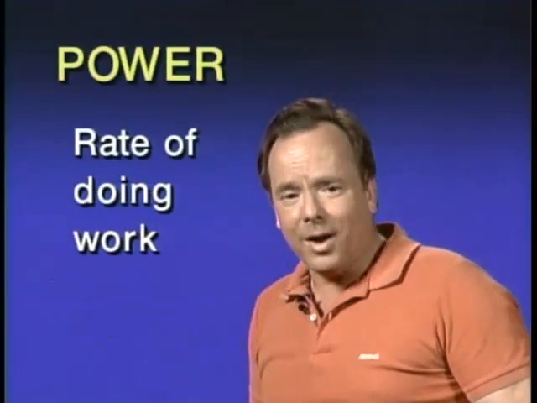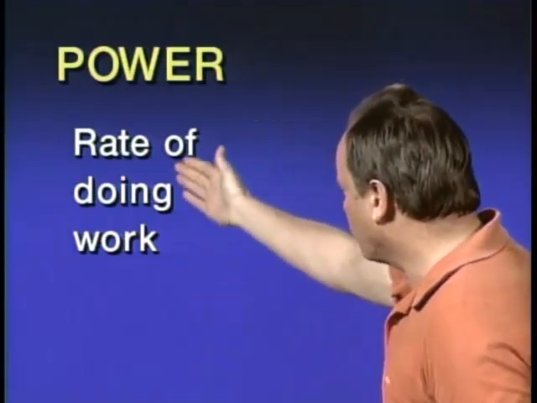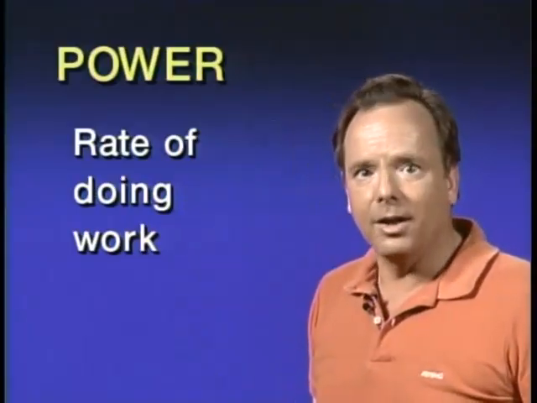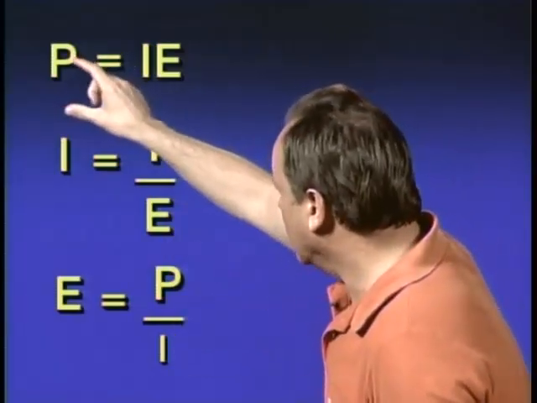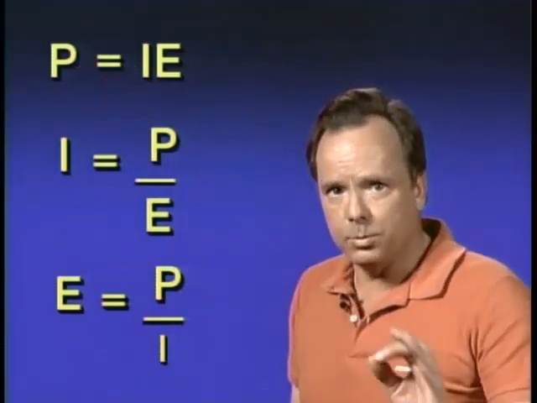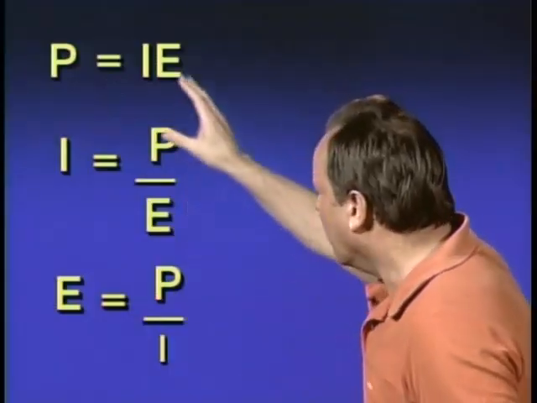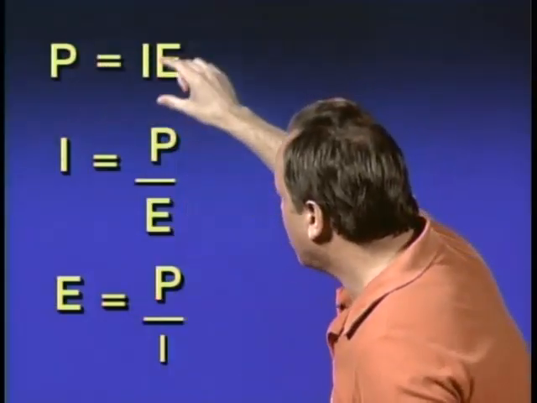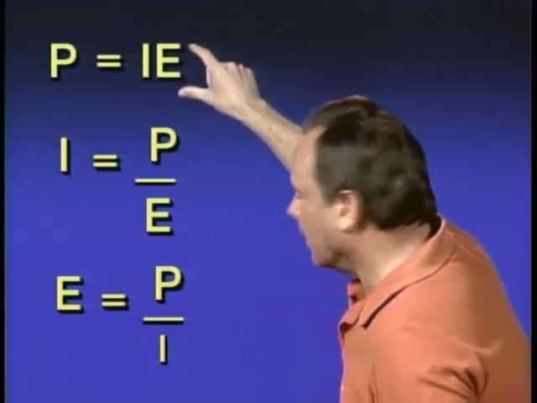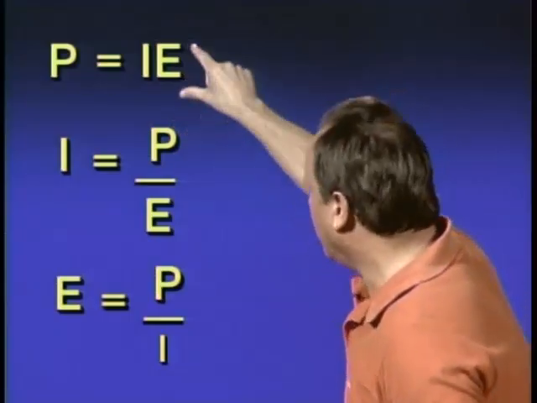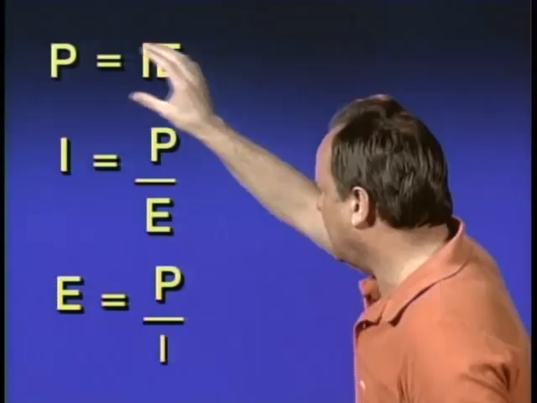All right, now let's talk about my favorite subject, power. And the question is, what is power? Well, power is the rate of doing work. And there is a formula for electrical power, and here it is. Electrical power, and by the way, it's measured in watts, and we'll talk about that in just a few seconds. Electrical power is the current flow in amps times the electromotive force in volts. It's amps times volts, and that gives you power.